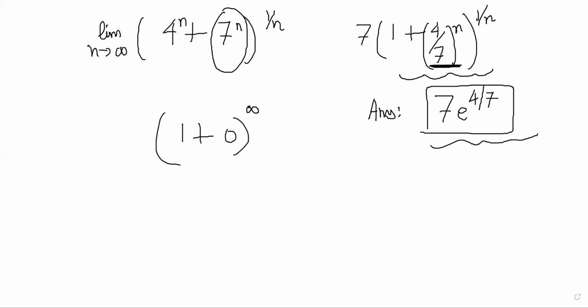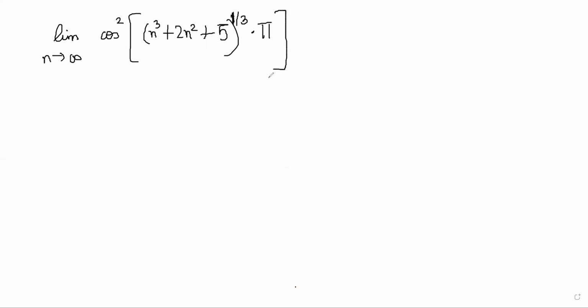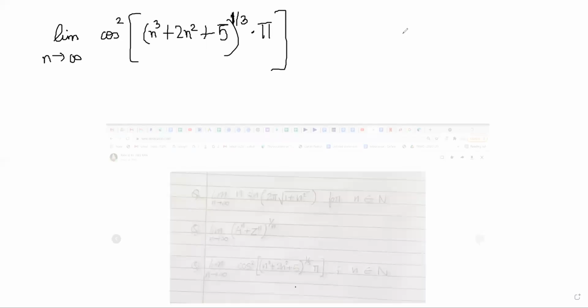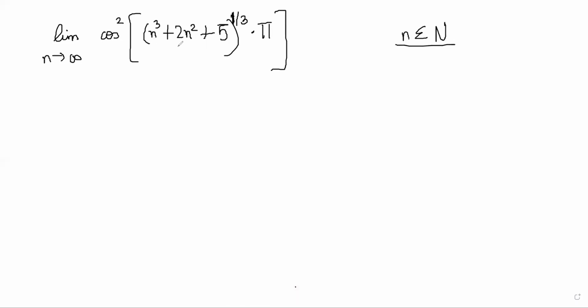Then the next one is cos square, this thing. Limit of, n tends to infinity, cos square of the cube root of n cube plus 2n square plus 5, into pi. Okay, similar to the previous one. Something like that you have to think of.